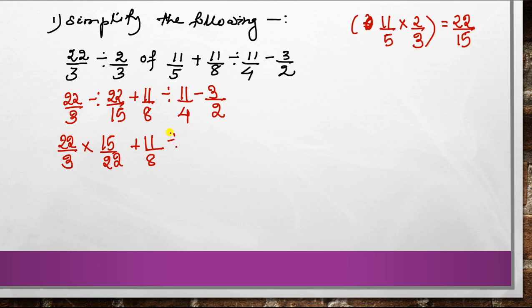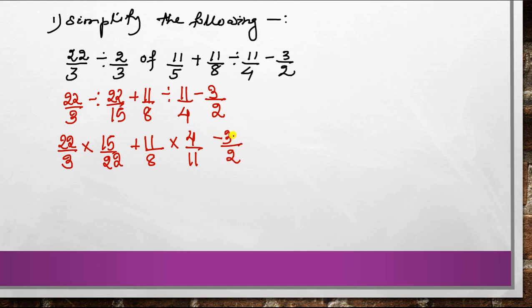And this division is there. We will solve all the fractions which are in a division expression. Now 22 by 3 into 15 by 22 plus 11 by 8 into 4 by 11. We will do this and then keep the sign as it is, minus 3 by 2. Okay. This much we have done.